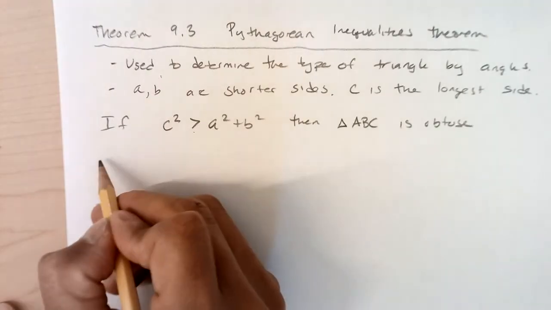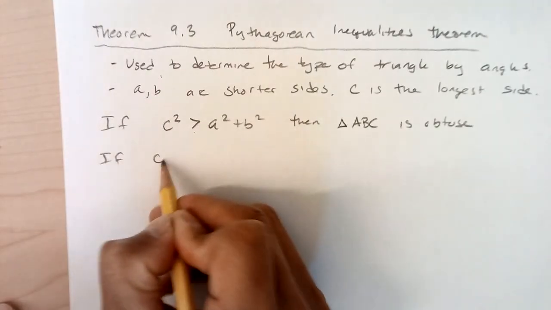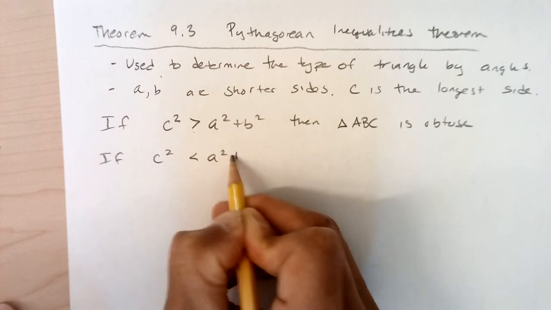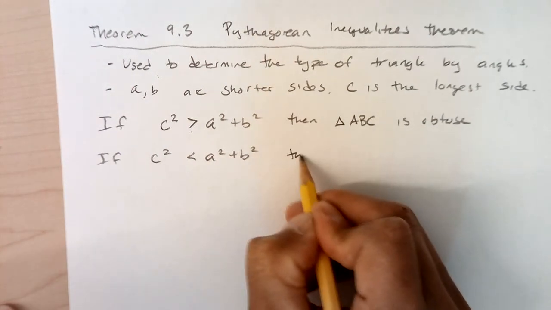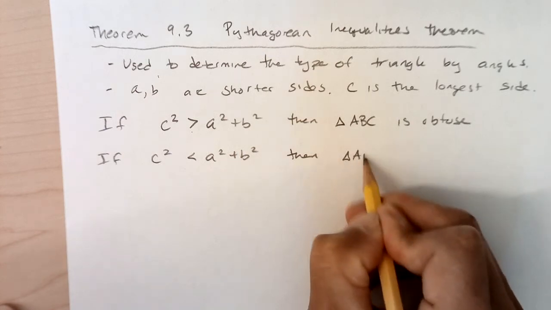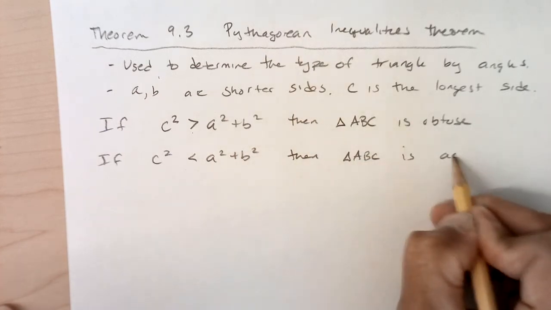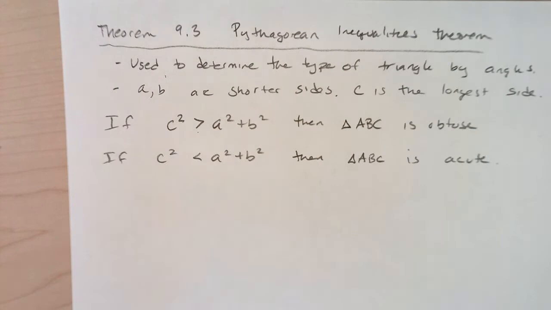Or the third possibility would be if c squared is less than a squared plus b squared. Can you figure out what type of triangle that would be? If you said it's an acute triangle, that would be correct. That's the Pythagorean inequalities theorem. When you're setting that up, though, just make sure that you're making c the longest side of the triangle.